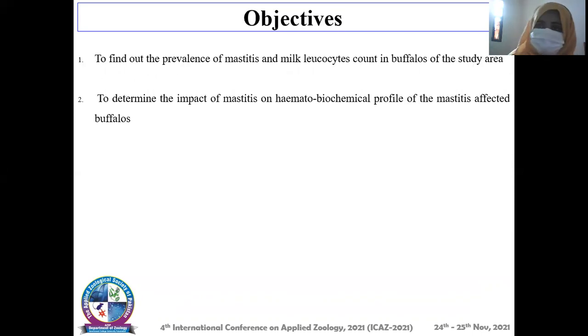Objective. The first objective of our research work was to find out the prevalence of mastitis and milk leukocyte count in buffaloes of the study area. The second objective was to determine the impact of mastitis on the hematobiochemical profile of the mastitis affected buffaloes.